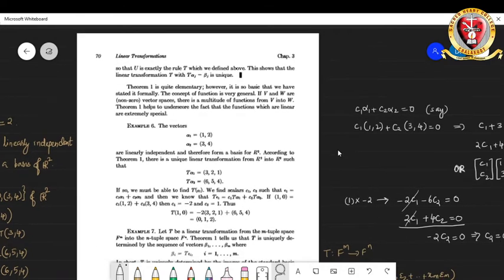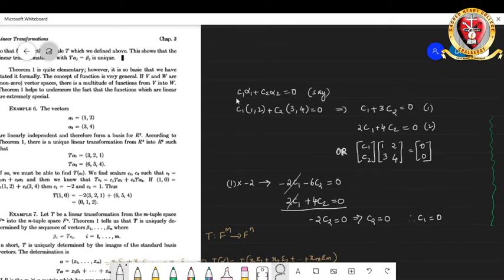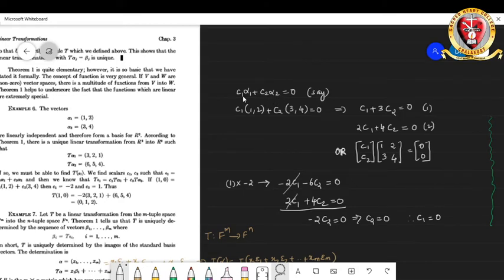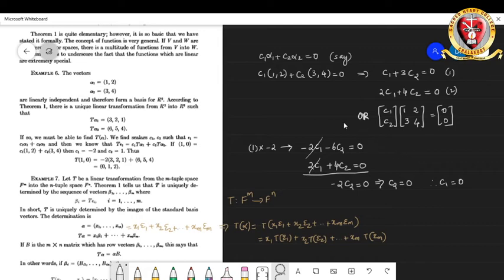For that, first we should equate the linear combination of alpha 1 and alpha 2, which is c1 alpha 1 plus c2 alpha 2, equal to 0. Then you get c1 times ordered pair (1, 2) plus c2 times ordered pair (3, 4) is equal to 0, which implies c1 plus 3 c2 is equal to 0 and 2 c1 plus 4 c2 is equal to 0. It can be represented in matrix format, (c1 c2) times the matrix [1 2; 3 4], equal to (0 0), which is a system of linear equations, and we can solve for c1 and c2 like this, and you get c1 is equal to 0, c2 is equal to 0.